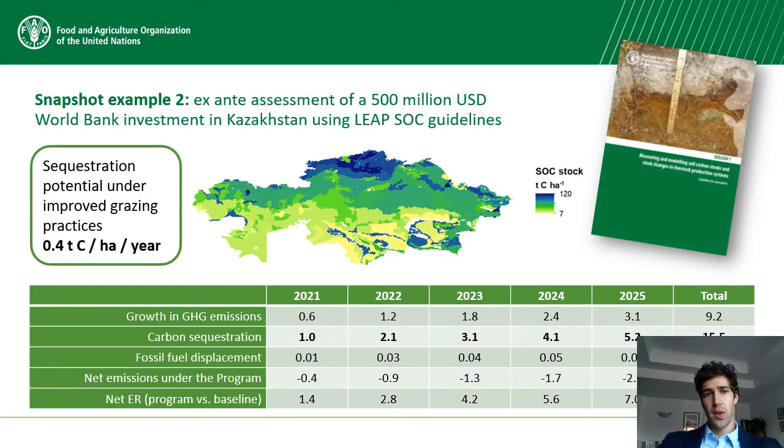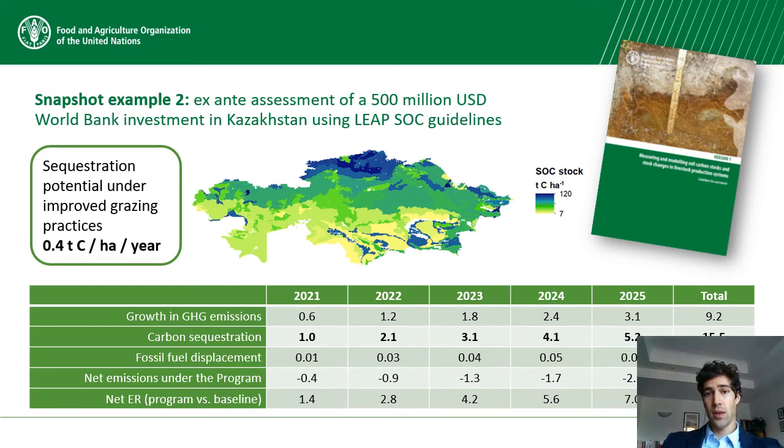The second example is on soil. It's an ex-ante assessment of a very large World Bank investment in Kazakhstan using another LEAP document, the LEAP guidelines on soil organic carbon. In Kazakhstan, the situation is that the government is developing a lot the beef sector for export, and the World Bank project is there to ensure that this growth is sustainable and possibly even carbon neutral. So the LEAP document was used to model the sequestration potential under improved grazing practices. On average, this potential was 0.4 ton of carbon per hectare and per year.